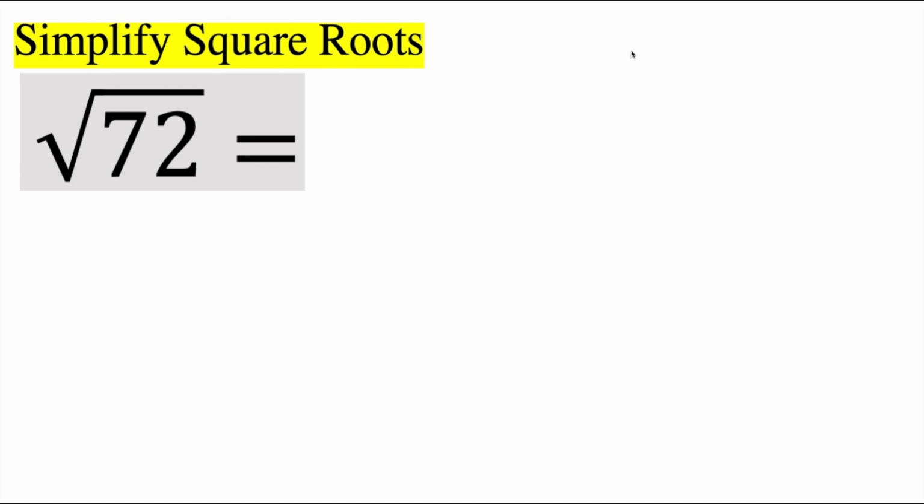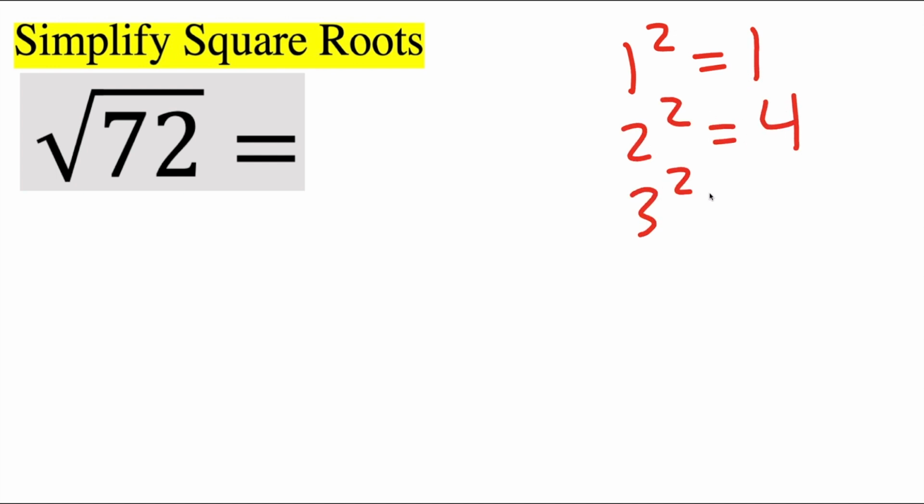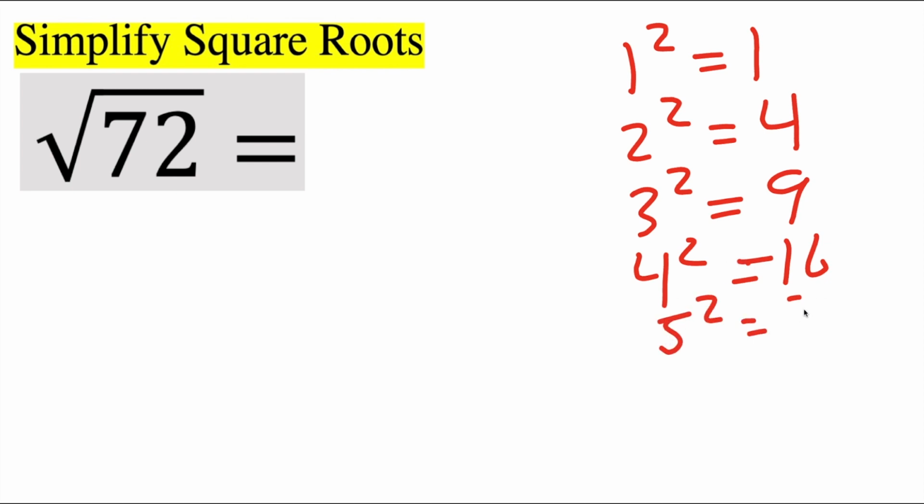Okay, so let's do it again. Let's list out a couple of perfect squares. With practice, you don't need to keep making this little table, but because we're kind of new right now, it's helpful. 4 squared is 16. 5 squared is 25. 6 squared is 36. And we'll stop here. The reason I'm going to stop here is I know I can do 72 divided by 36, and I'll get 2. So that's going to be it.